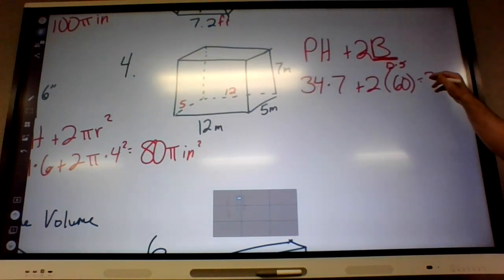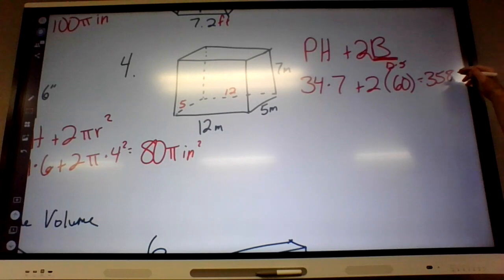358 meters squared. How did I get 84? I didn't do it. 210 plus 20 is 238, plus 120. Oh, you're right. I just wrote the wrong number.